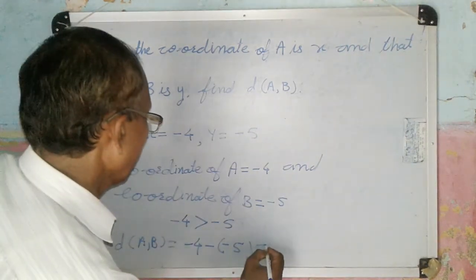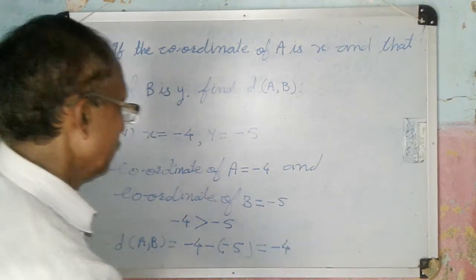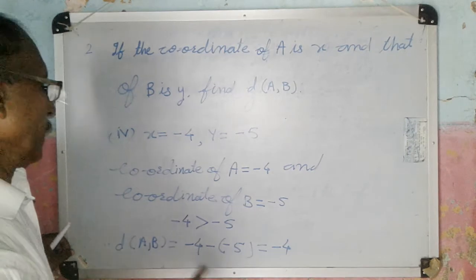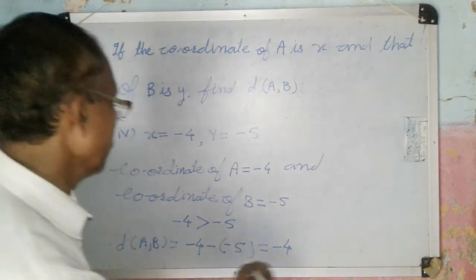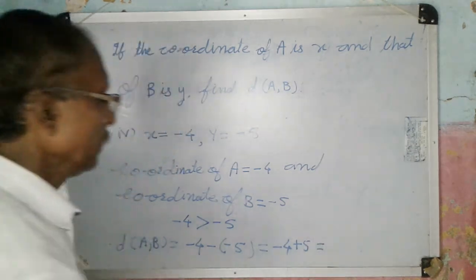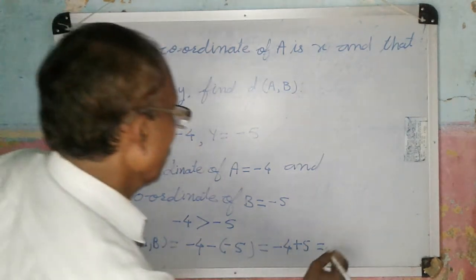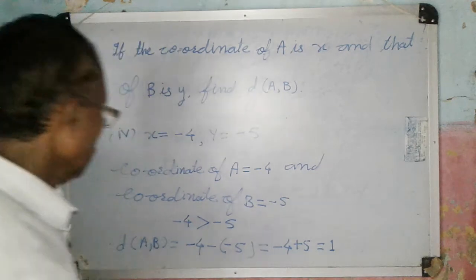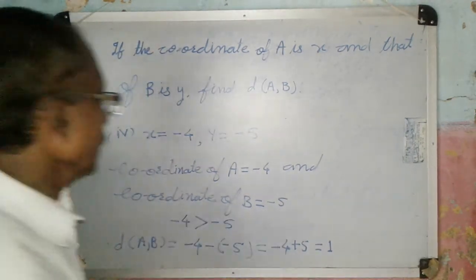Now if you remove this bracket, we get minus 4. After removing, minus into minus becomes plus 5. Therefore 5 minus 4 we get 1. So distance of AB is 1 unit.